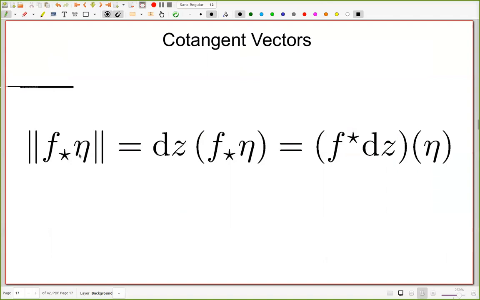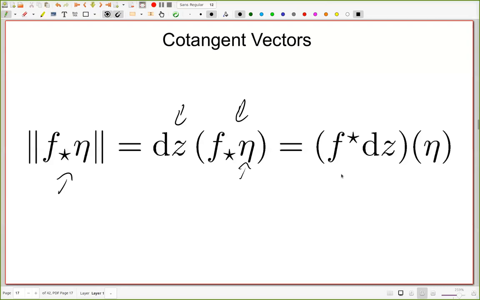Something that assigns a number to every vector we call a covector, and in this particular case, a cotangent vector. So we might write this by saying the length of a push forward of eta is just the evaluation of a cotangent vector dz. So dz is just the unit cotangent vector in the z direction. It measures how long things are along the z axis. So remember, that's what we did. We just asked, how long is this push forward of eta along f in the z direction?